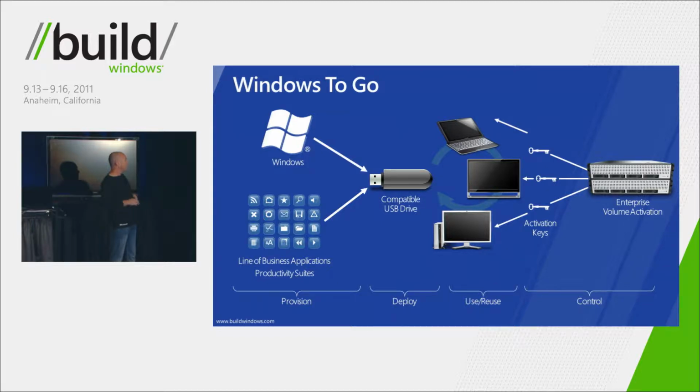Then the user can use it both inside the organization. They can take it home. We'll walk through the various scenarios that it can be used. You can roam to multiple machines. And then from the perspective of how it's activated, you would use volume activation through KMS server or Active Directory.